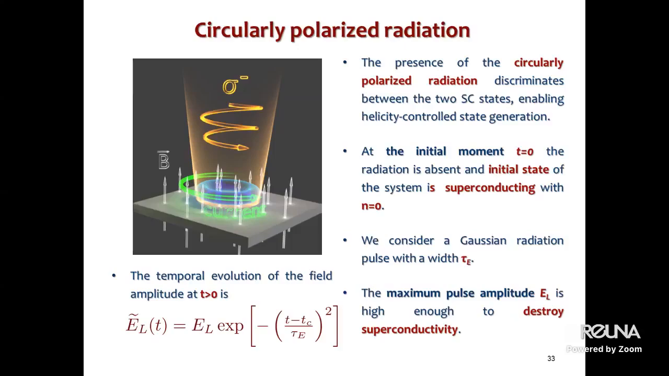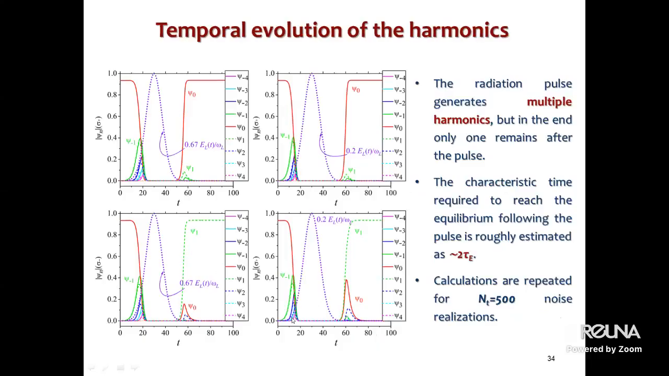So let's investigate the regime where the system initially was in a superconducting state, for example, in n equal 0, so in the 0 mode. And for that, we consider a Gaussian pulse, again with the switching time tau e. The maximum pulse amplitude is high enough to destroy superconductivity. Here, these figures show the temporal evolution of the order parameter harmonics.